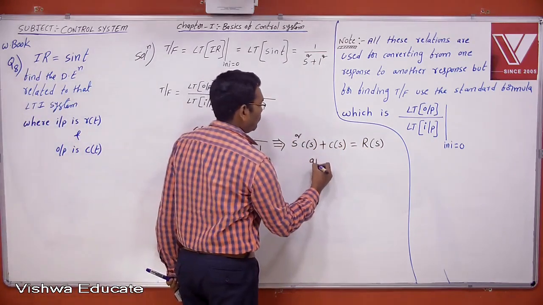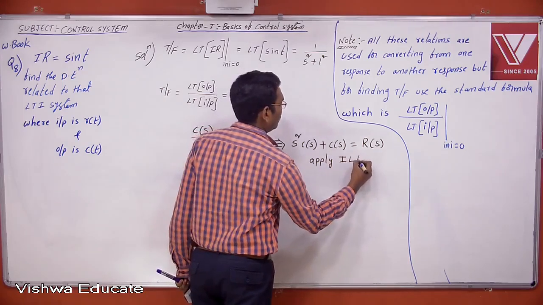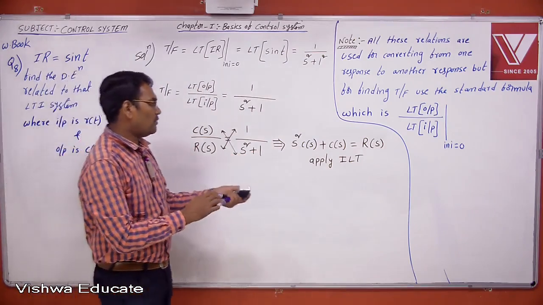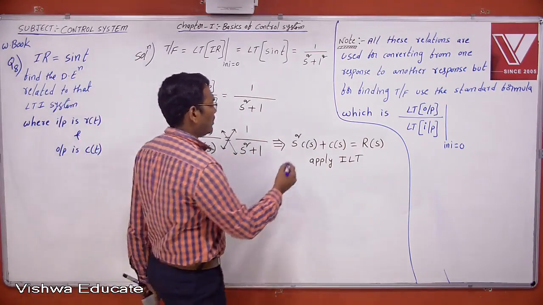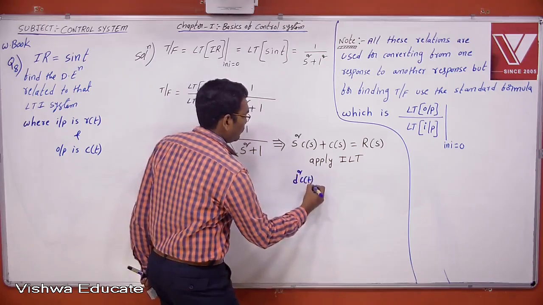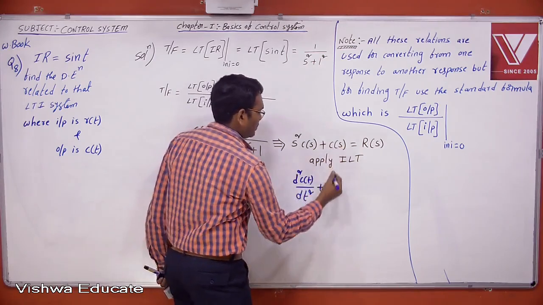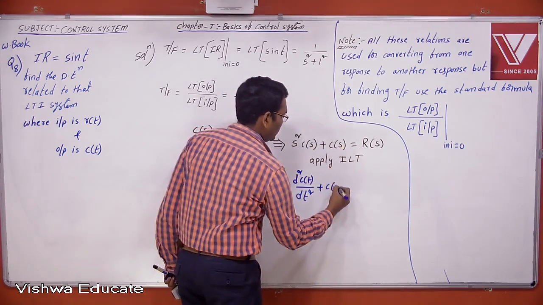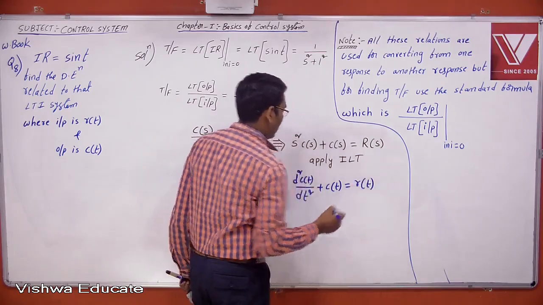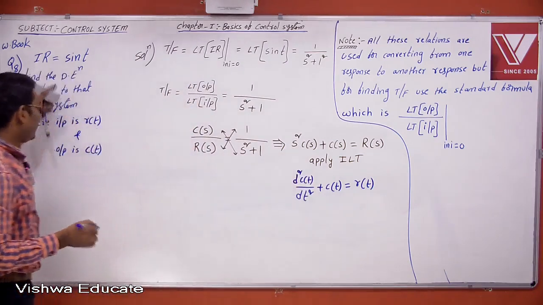Then if you apply the inverse Laplace transformation, the inverse Laplace transformation of s square c of s is d square c of t by dt square, plus the inverse Laplace transformation of c of s is c of t, which is equal to r of t. This is the differential equation related to this particular LTI system.